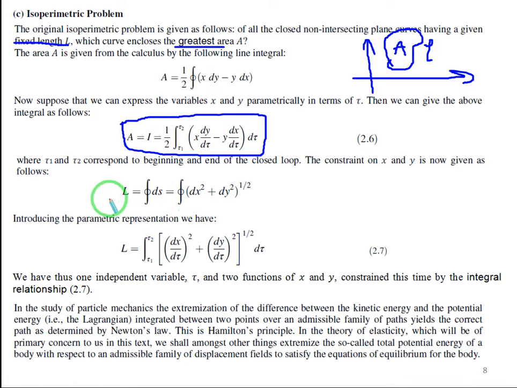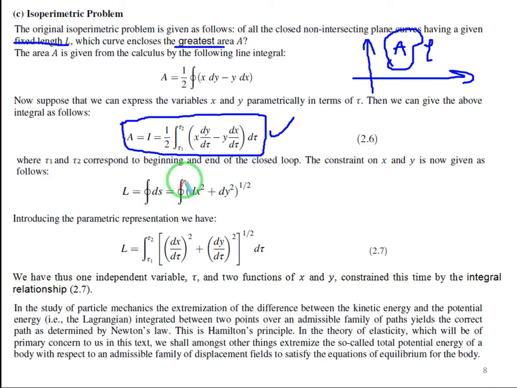Now let's focus on the title of our example. In this example, this is our functional. Moreover, we have a constraint. The constraint is the length of the curve, as mentioned in the problem. The length of the curve is a constant number L. L equals the integral of ds.